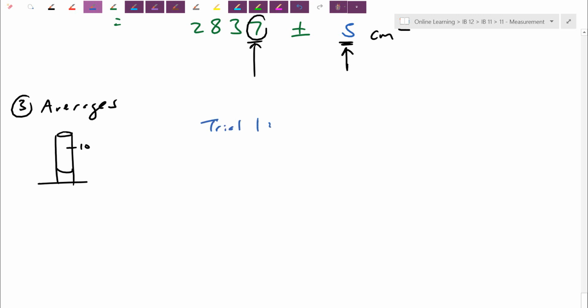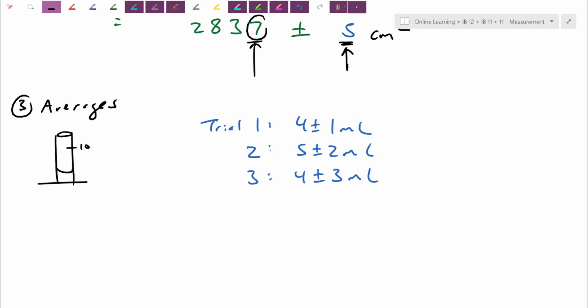When I asked the first person, they said 4 plus or minus 1. I asked the person again, they say 5 plus or minus 2. I ask the person again, they go back to 4 plus or minus, just making the numbers different, so let's say 3. Again, I'm not surprised that there are minor fluctuations. It isn't a very precise tool here. So this is 3 of the same reading on the same graduated cylinder.